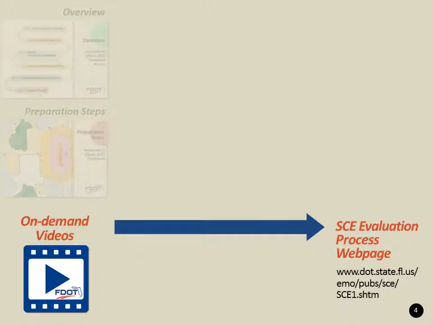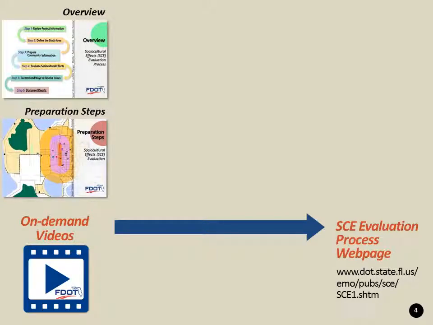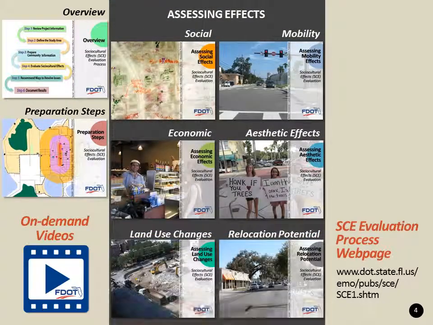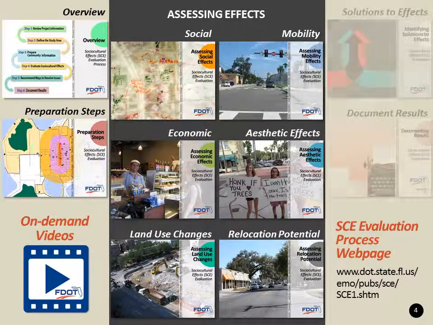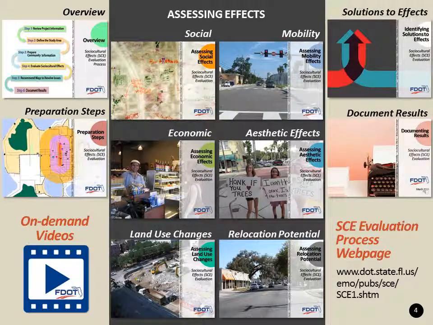The videos provide an overview of the SCE evaluation process, instructions on how to prepare for an evaluation, and assess potential effects, including specific considerations for the 6 SCE issues, and guidance on identifying solutions to effects and documenting the SCE evaluation results. To support the SCE evaluation process, the web page also has videos on performing project-level demographic analysis and environmental justice analysis.